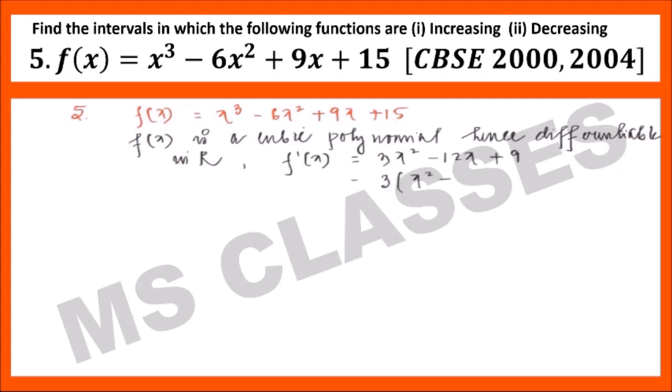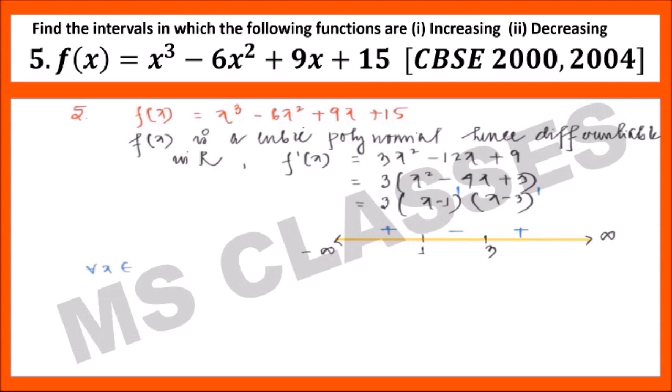x squared minus 4x plus 3. Sum of the coefficients is 0, so 1 is a root. The other root is 3. Now we plot them on the number line: 1, 3. Plus, and for odd power the sign changes.